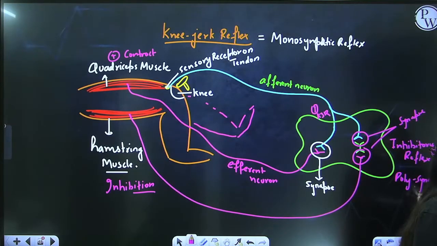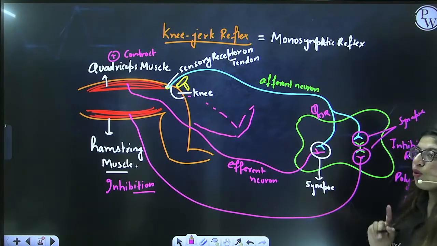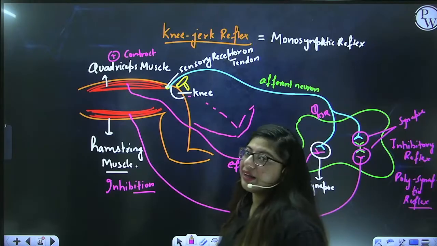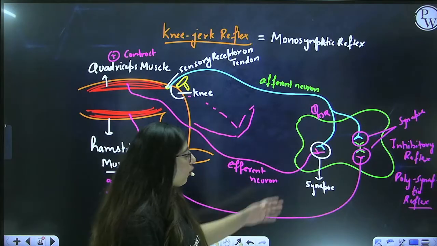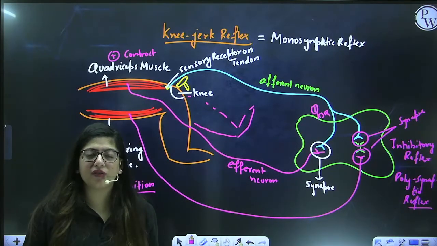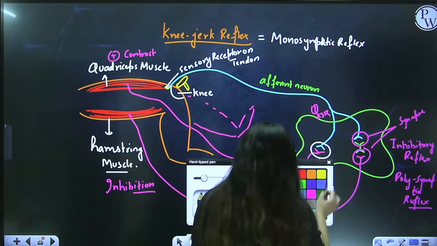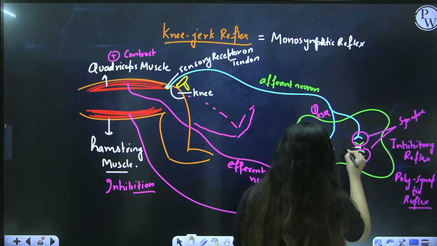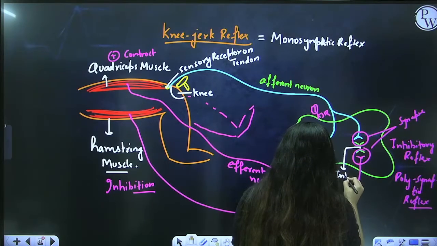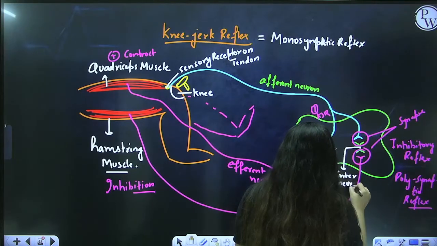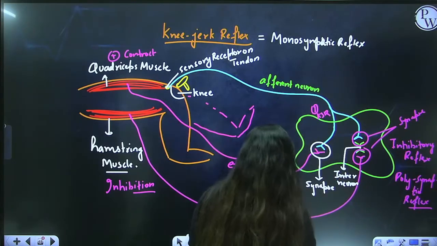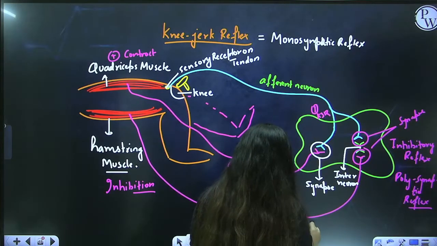If someone asks you what type of reflex the knee-jerk reflex is, you will say it's monosynaptic. Only one synapse is formed in the CNS. What is then polysynaptic? Where a number of synapses are formed. That's the inhibitory reflex. One synapse is formed between the sensory neuron and the interneuron. This neuron is the interneuron. And another synapse is formed between the interneuron and the efferent or motor neuron.